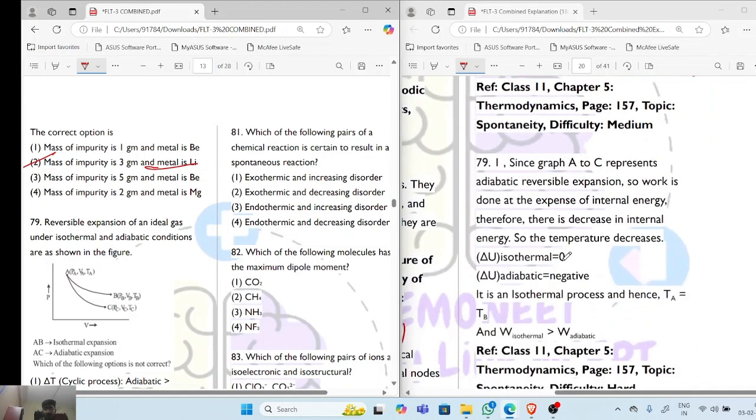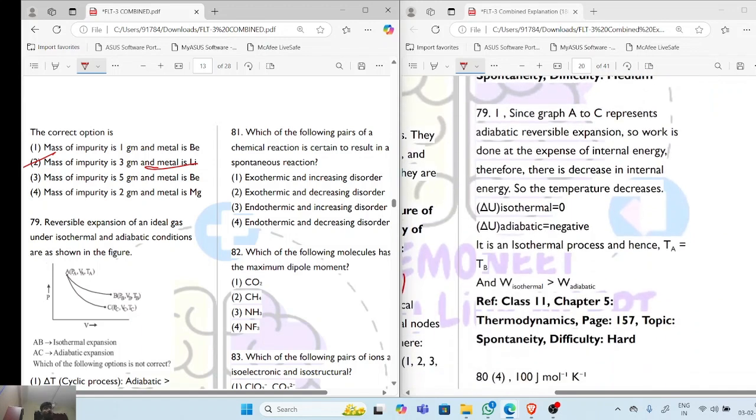Now comes to question number 79. Reversible expansion of an ideal gas under isothermal and adiabatic condition are shown in the figure. This is a very common and easy question. It is a very repetitive and important question, asked several times in the exam.